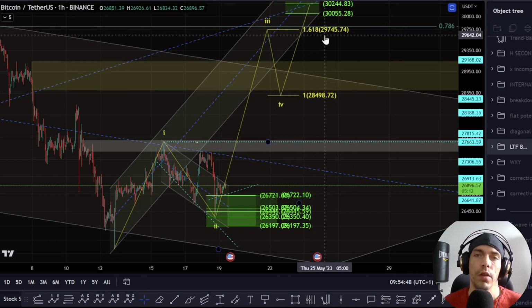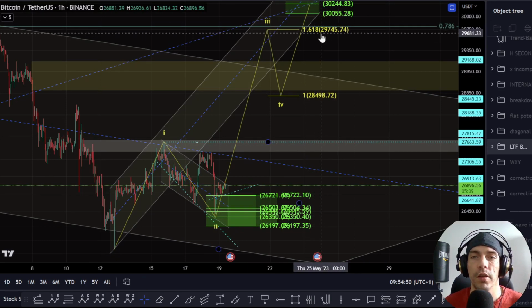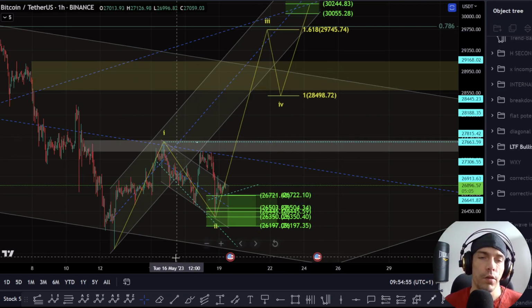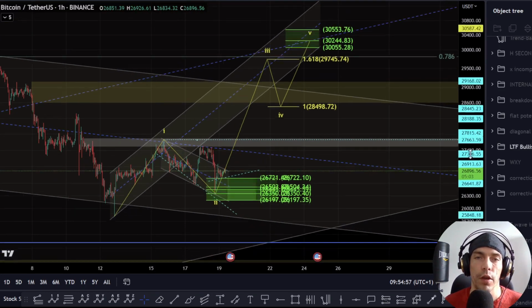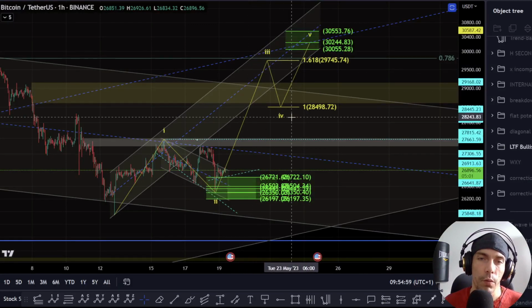Now, confirmation of this would only come by actually getting a much bigger push to the upside here, looking towards this 29,745 area. So if we're looking for this possibility, we'd need to break up much higher here, and then we'd be looking for a fourth and a fifth.